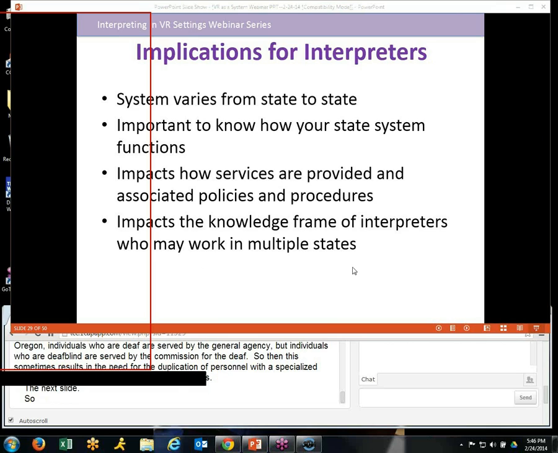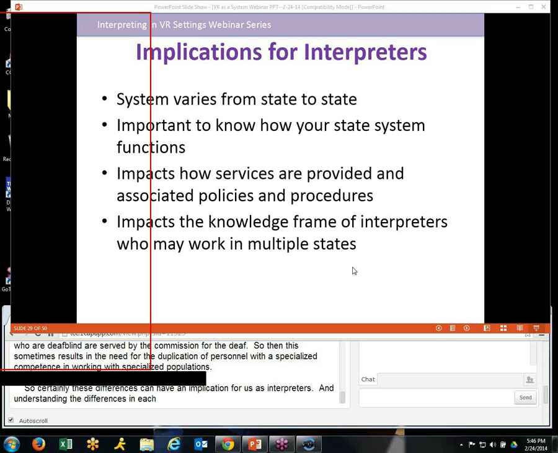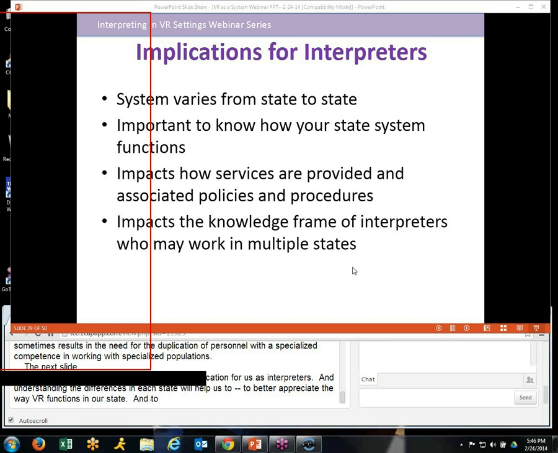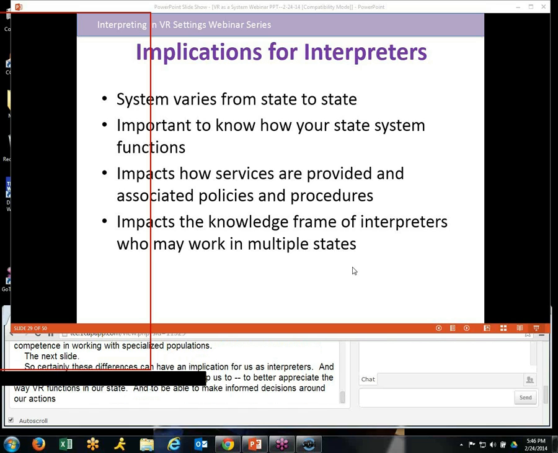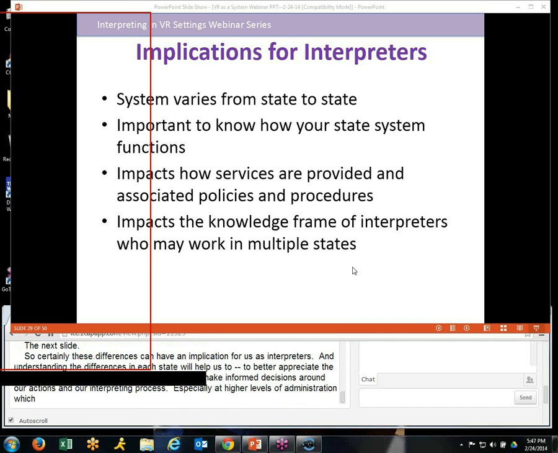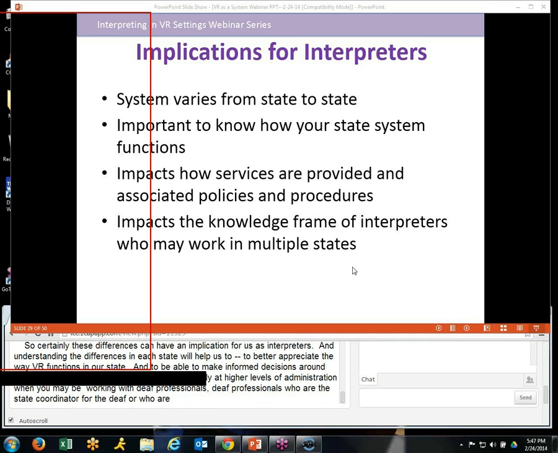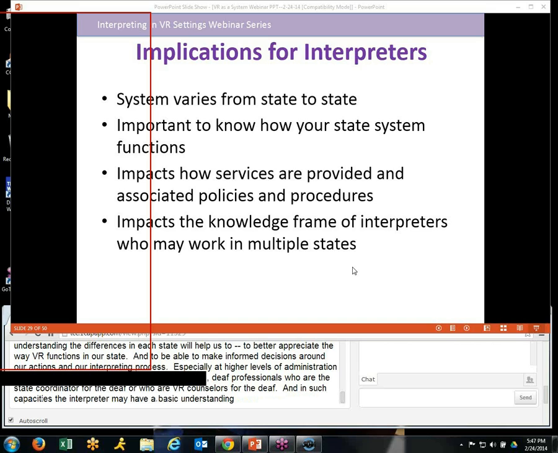So certainly these differences can have an implication for us as interpreters, and understanding the differences in each state will help us to better appreciate the way VR functions in our state, and to be able to make informed decisions around our actions and our interpreting process, especially at higher levels of administration when you may be working with deaf professionals who are the state coordinator for the deaf or who are VR counselors for the deaf. And in such capacities, the interpreter must have a basic understanding of this federal-state relationship and its implication for the state VR plan, the budget, and just generally decision-making related to the budget. So what services can be provided, what services can't be provided.